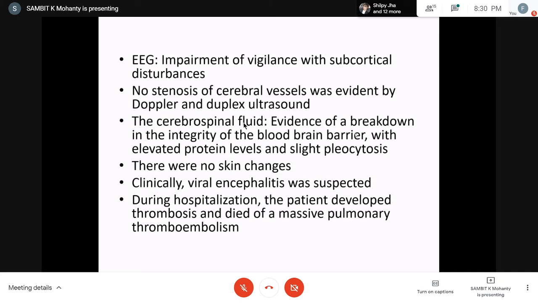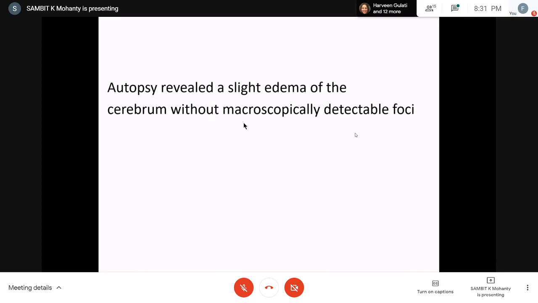Electroencephalogram showed impairment of the vigilance with subcortical disturbances. No stenosis of the cerebral vessels was evident by Doppler and duplex. Cerebrospinal fluid showed evidence of breakdown in the integrity of the blood-brain barrier with elevated protein and slight pleocytosis. No skin changes. Clinically, a viral encephalitis was suspected. The patient was hospitalized and developed thrombosis, and died of massive pulmonary thromboemboli. Autopsy revealed a slight edema of the cerebrum without macroscopically detectable foci.